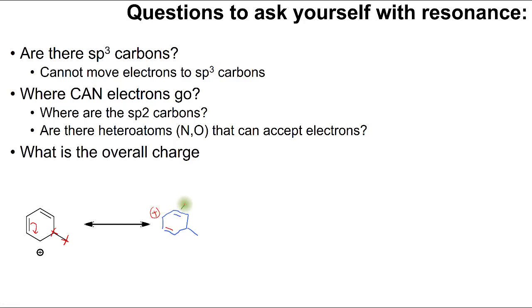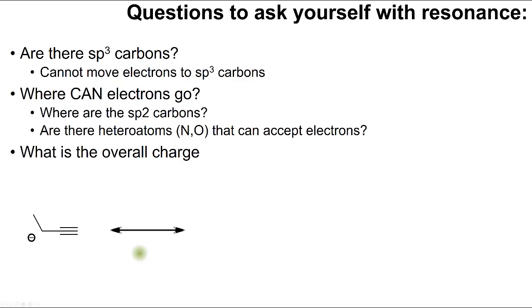I can take the electrons out of this double bond and put them into there. And there's a positive charge there. And again, don't be tempted to put electrons into those two sp3 carbons that we crossed out. These are the two resonance structures that we have here.